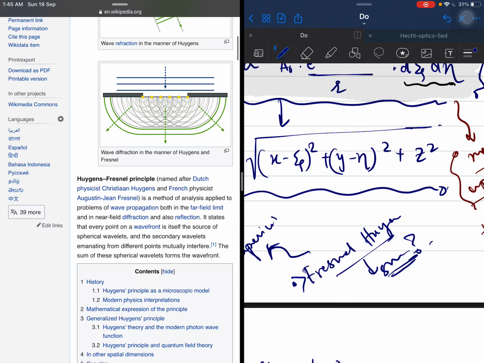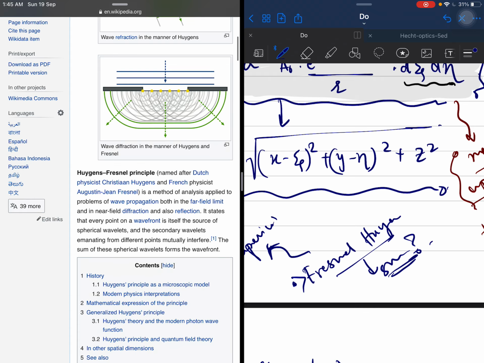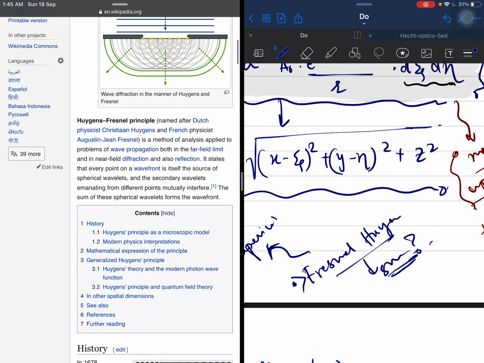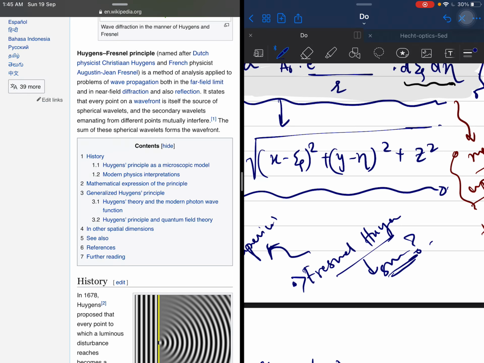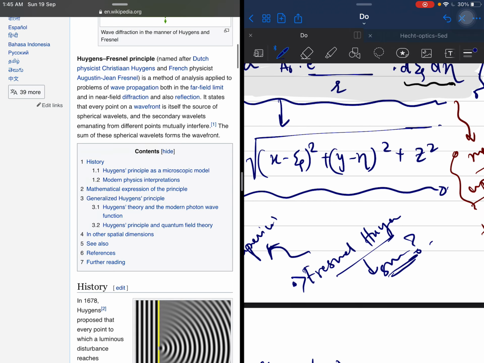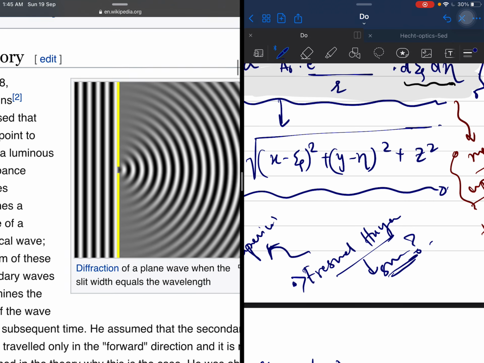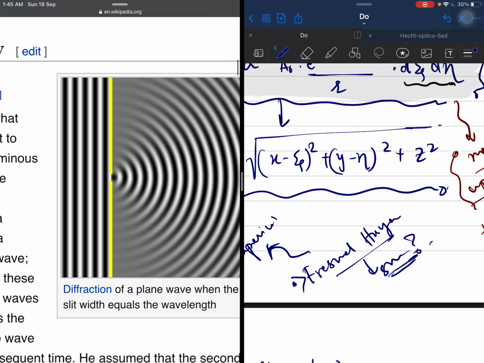The principle might promote wave propagation, in far-field limited waves in diffraction and also reflection: every point on the wavefront is itself the source of spherical wavelets. Okay. I mean, okay. Wow, dude, this is like. Oof. Perfecto.